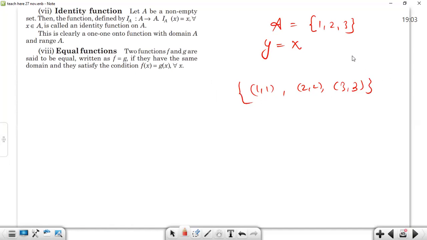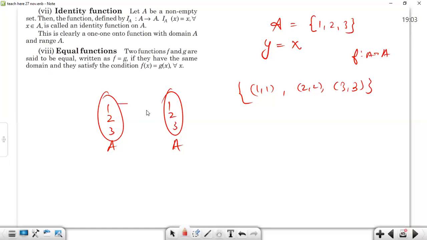Clear? So if it is a function from A to A only, the domain is A and the codomain is also A. 1 is getting mapped to 1, 2 is getting mapped to 2, 3 is getting mapped to 3. So this is clearly a one-one onto function with domain A and range A. Clear? Or should I explain something more?